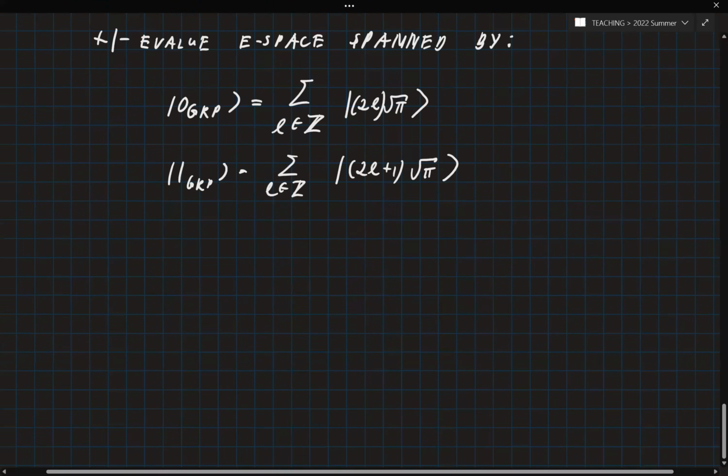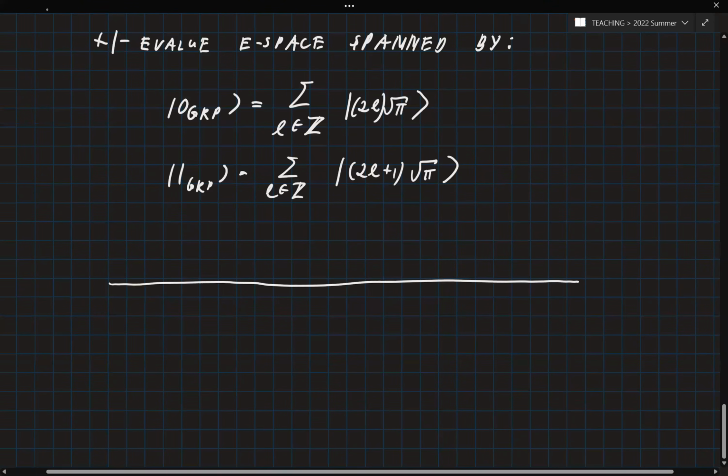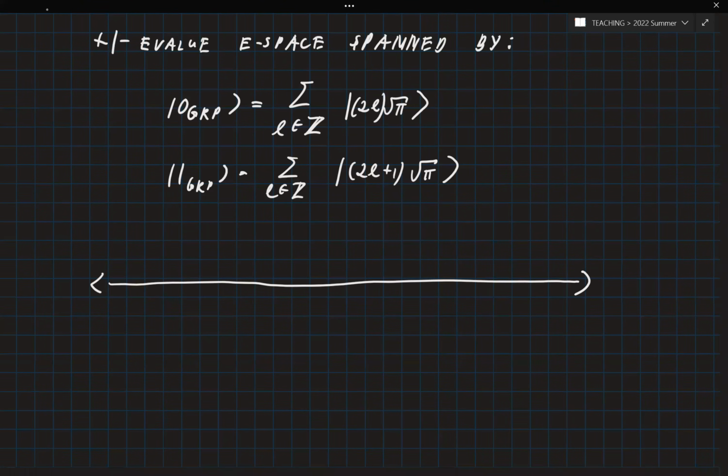So we can start to draw that a bit. Here's our real number line. I'll draw black and white balls on it. The black balls will form the lattice of the logical 0 position states, and the white balls will form the logical 1 position states.